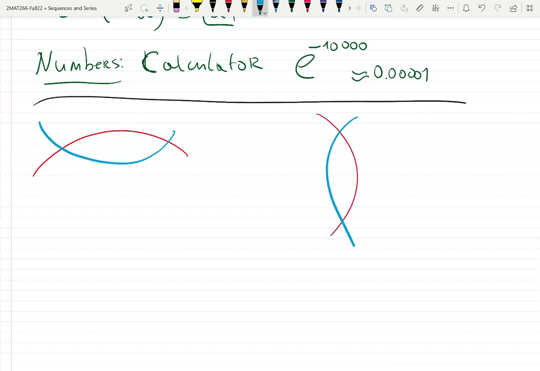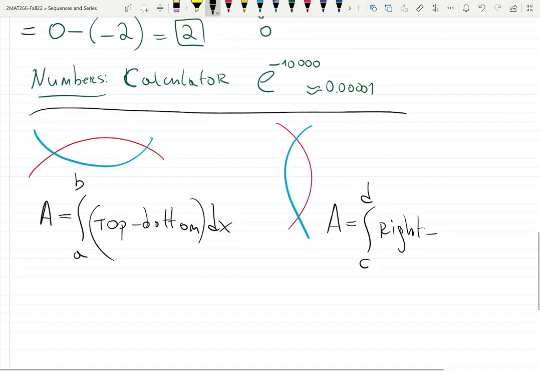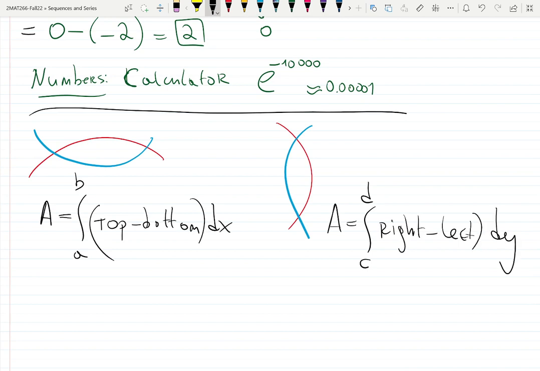And I did not take anything challenging there. It's very straightforward, either or, nothing too creative. So area is either integral from a to b, top minus the bottom, then it is dx, right? Or area is from c to d, right minus left, dy. Remember, it's always bigger minus smaller. Whatever is on the top is bigger, and whatever is on the right is bigger. So it's always bigger minus smaller.